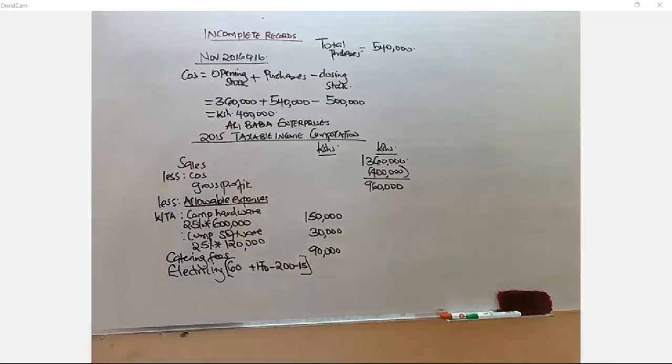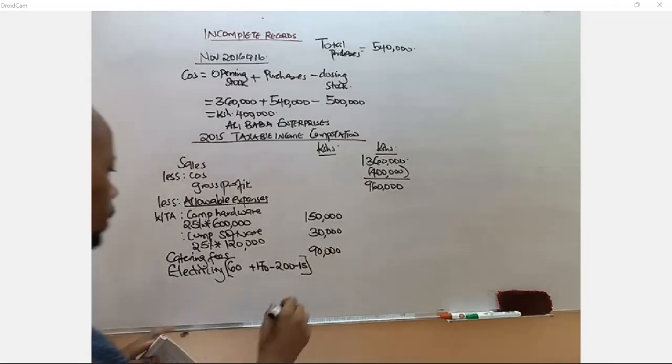So in this case, 60 plus 170, minus 200, minus 15, we are supposed to be getting 15,000. We're supposed to be getting 15,000 here.